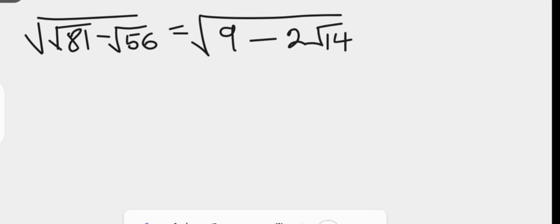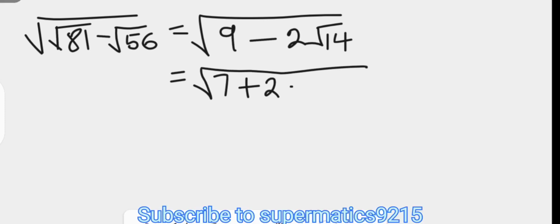Then to manipulate this, we can observe something about 9 and 14, in that the sum of 2 and 7 gives 9, while the product of the same gives 14. So we are going to break the two down into sums and products. Thus, we have the square root of 7 plus 2 minus 2 times the square root of 7 times 2.